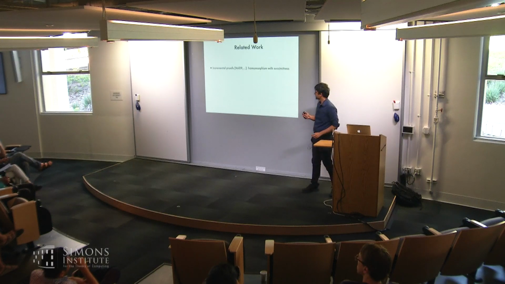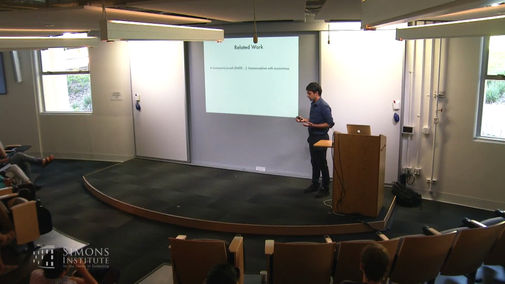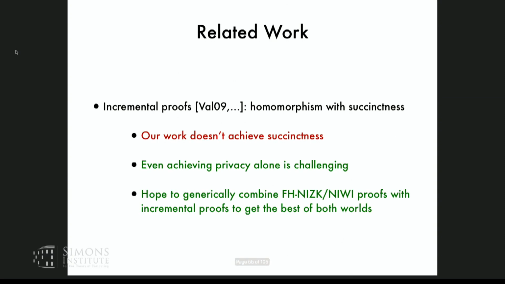As some of your questions have alluded to, there have been a lot of works in terms of homomorphically evaluating succinct proofs under the umbrella of incremental proof systems. This was first proposed by Valiant. And what does our work say about succinctness? Nothing. We don't achieve succinctness. But even achieving privacy alone seems very challenging. In general, there are techniques to generically combine NIZK proofs and succinct proofs in order to get the best of both worlds. We hope that our work will be a starting point in this direction.